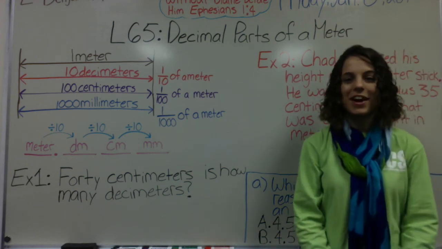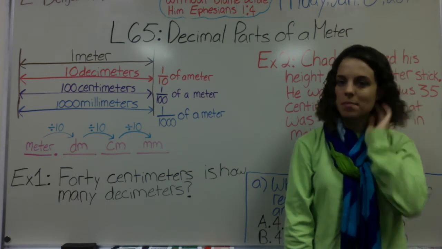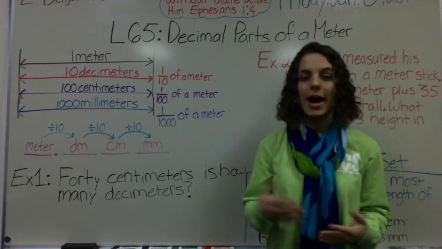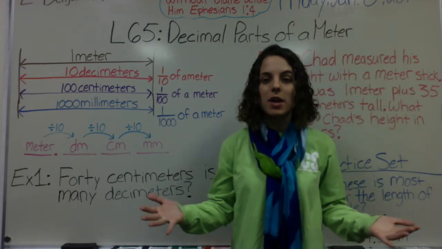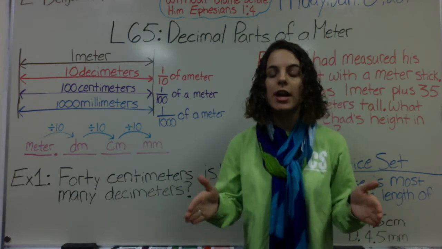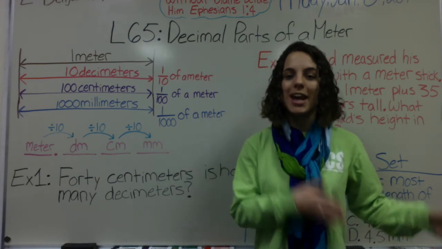Welcome to lesson 65. This is decimal parts of a meter. We just learned in the last lesson about decimals and the place value of those, represented by dollars and cents. So now we also have decimal parts of a meter. We're taking a meter and we can break it up into smaller parts known as decimeters, centimeters, and millimeters also.